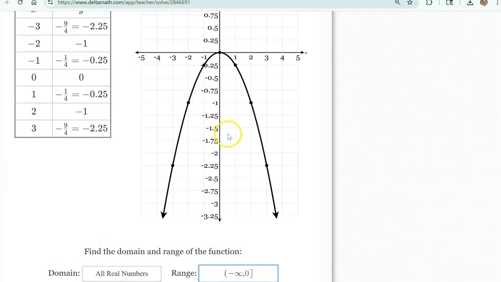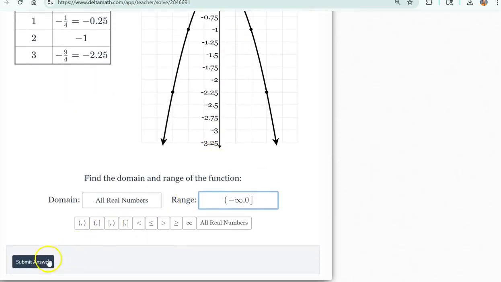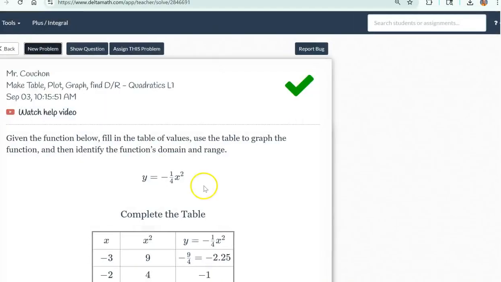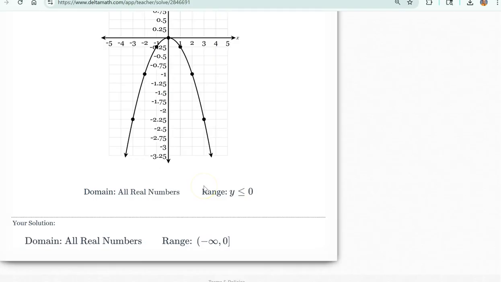So that's going to be our domain because it goes forever on the x-axis. And for the y-axis, it goes to -infinity. It comes all the way up to 0. It doesn't go any further than 0. So that's how we do the domain and range here. And once again, we could have just done negative infinity to positive infinity for the domain. That would have also been acceptable.